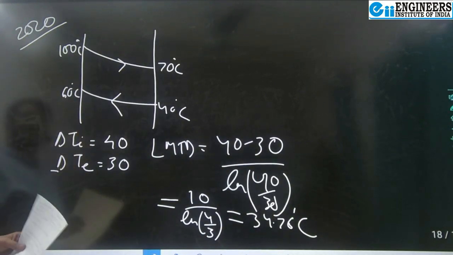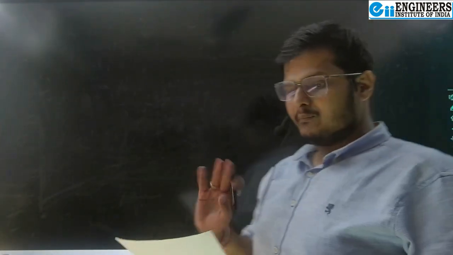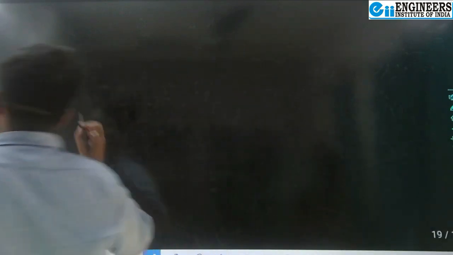Now we'll move on to another question that came in 2019. It's quite tricky but very simple. It says that there is a stream A.